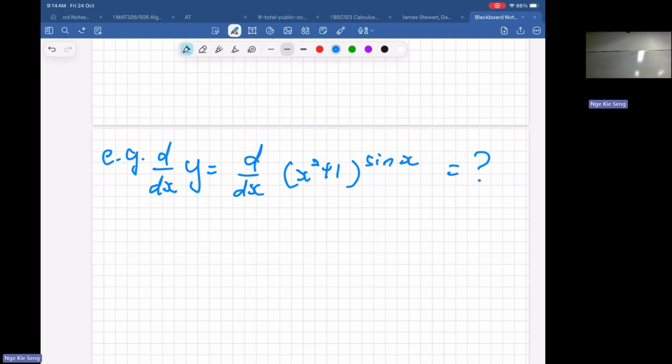So you take ln on y, and then ln on (x squared plus 1) to the power sin x, and then you differentiate. Then you find your dy/dx. Okay, make sense? Any questions? Are you a bit confused? You okay? Okay.